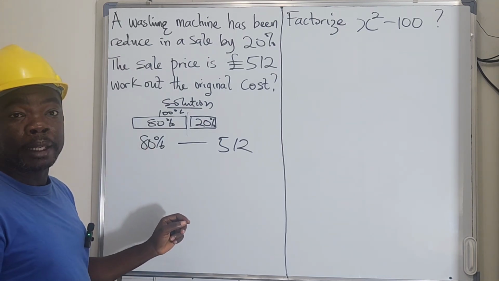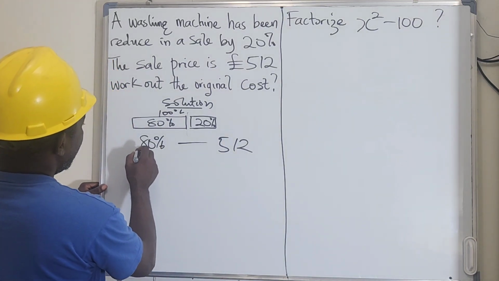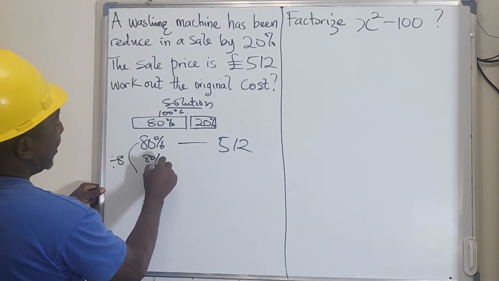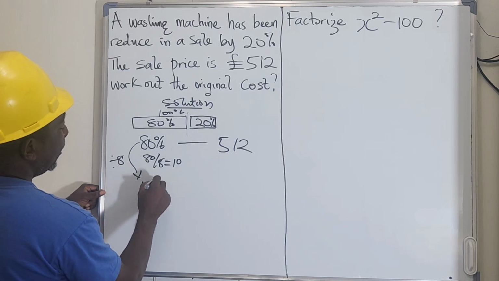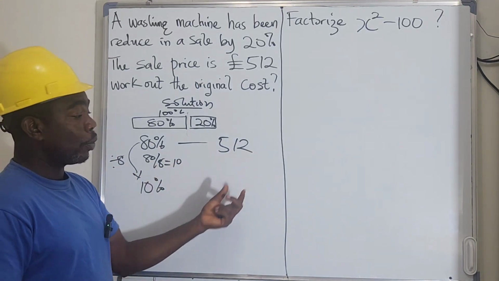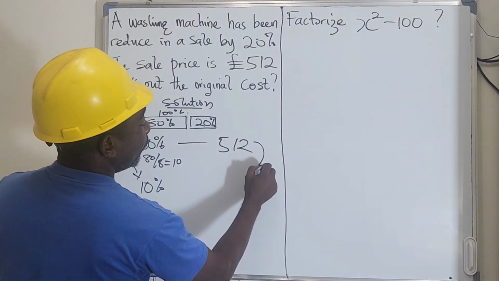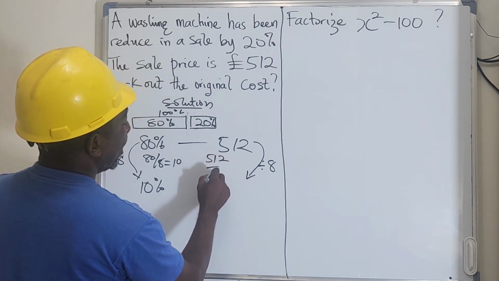Let us divide by 80, or let us divide by 8 first. If we divide by 8, 80 divided by 8 will give us 10, so here we have 10%. The same thing that we do here, we must do on the other side. So we also divide 512 by 8.